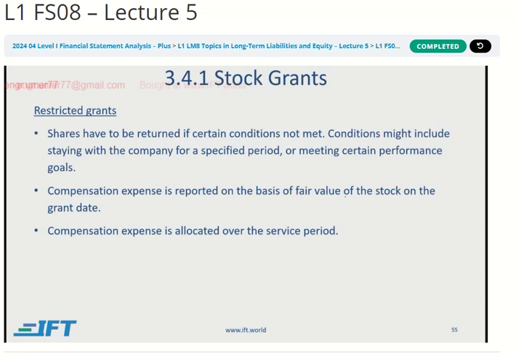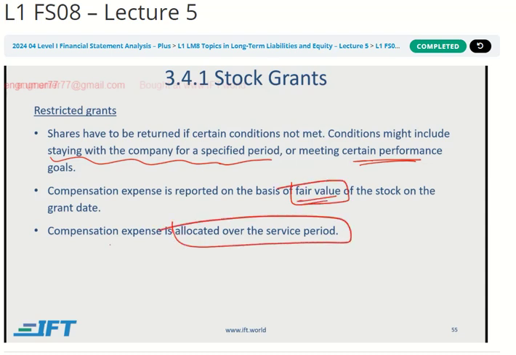For a restricted grant, certain conditions have to be met, such as they work and stay with the company for a certain number of years, or there are certain performance-oriented goals that need to be met, and the accounting is the same. You take the fair value and you allocate it across the service period.